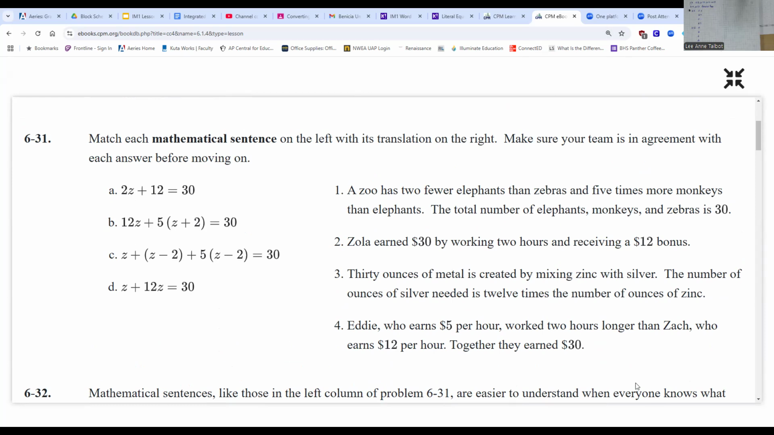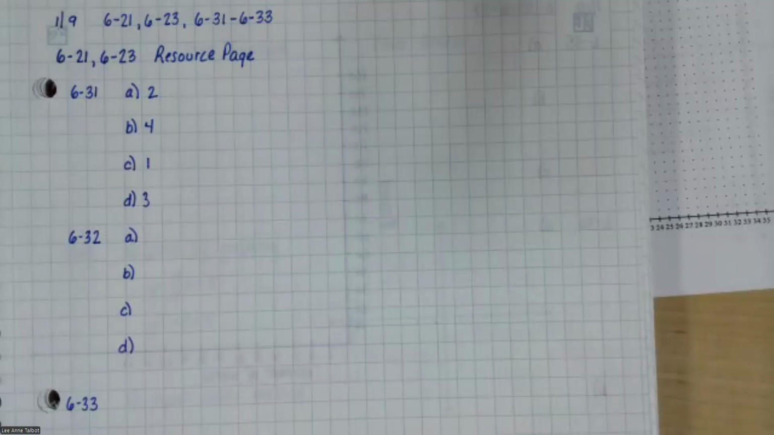Okay, hold on. Landon, what do you think it is? One is C. Yes, correct. A is 2. B is 4. C is 1. D is 3. Of course. Did anyone get them all right?